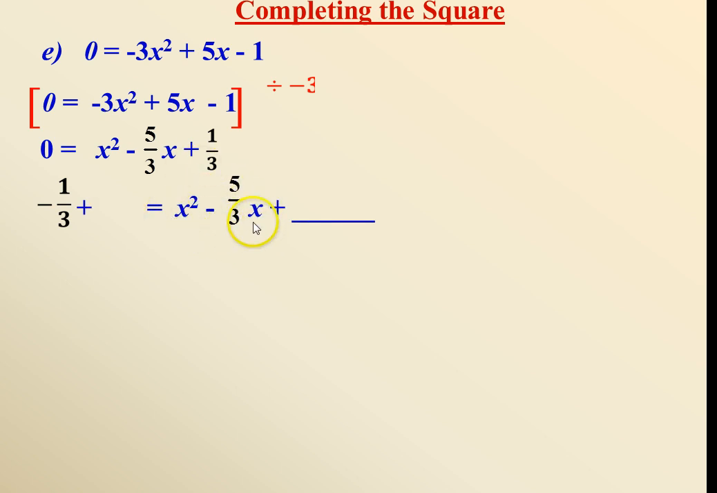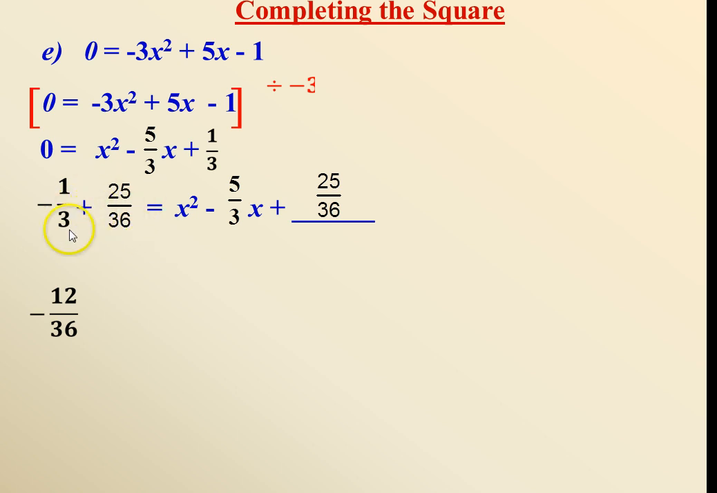And now we're set to complete the square on the right side of this equation. So take half the middle term. Half of 5/3 is 5/6. And we square that. So 5 squared is 25, 6 squared is 36. So we add 25/36 to the right side. We must also add that to the left side.